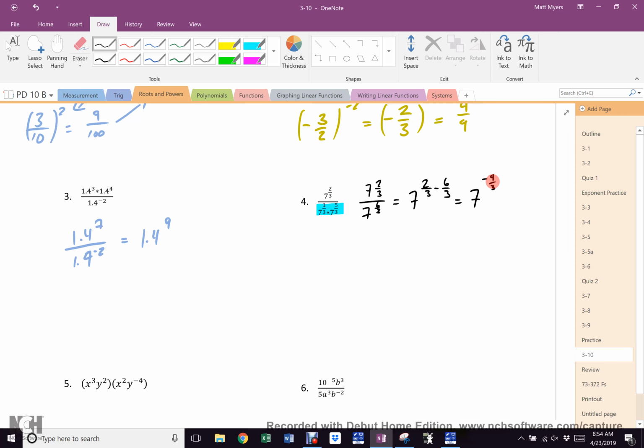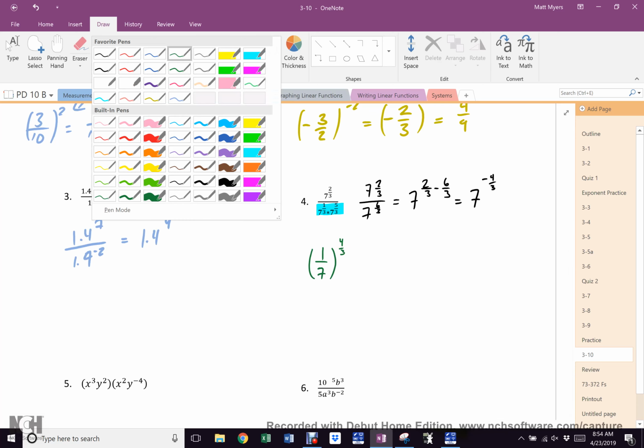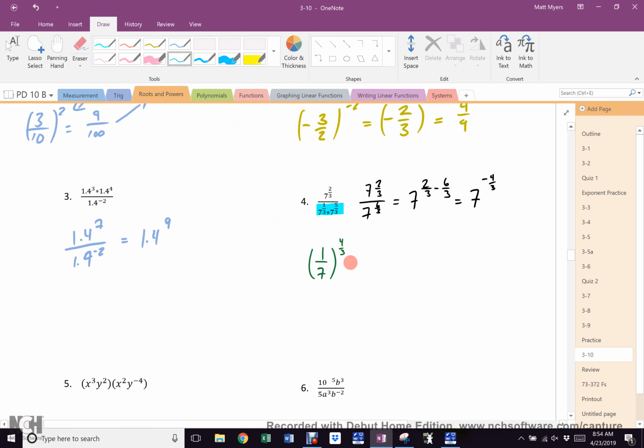You reciprocate it. So this becomes 1/7 to the positive 4/3. And that is one way of saying this question is done. It's an exponential form. It's done. Now, what else could we do with it? We could do what we just learned. We could take it and put it into radical form.